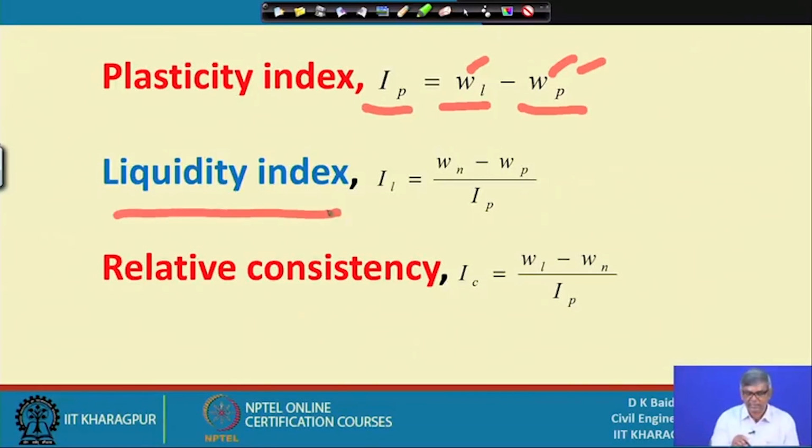Similarly, there is another one, the liquidity index: natural water content minus plastic limit, divided by IP, is the IL. And the relative consistency IC is the liquid limit minus natural water content, divided by IP. So, these are the different parameters one can find after knowing the liquid limit and plastic limit, and they can be utilized for classification purposes.